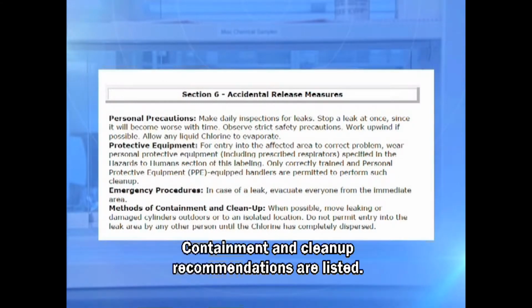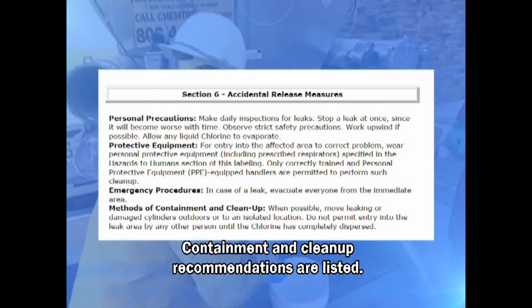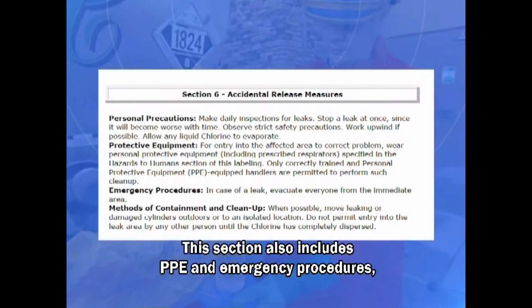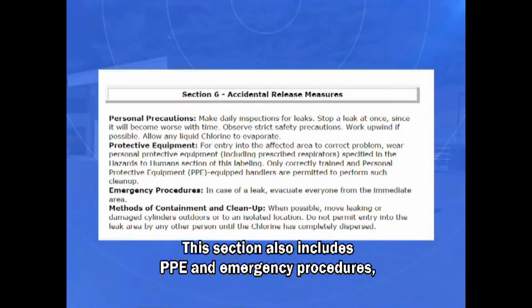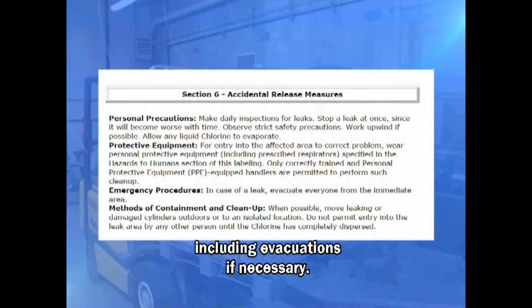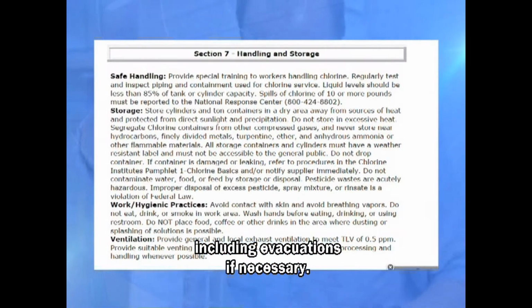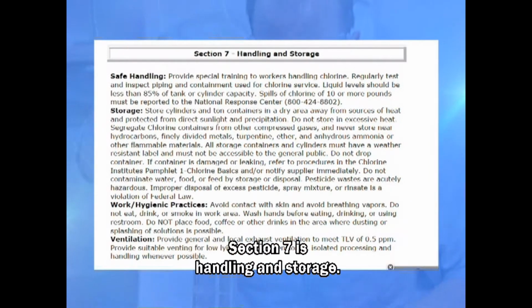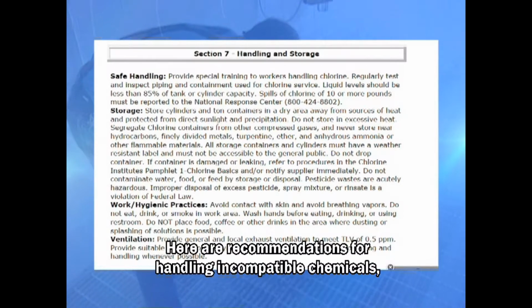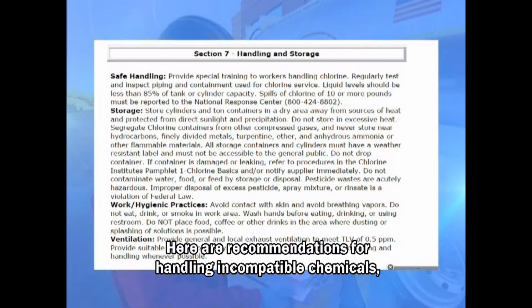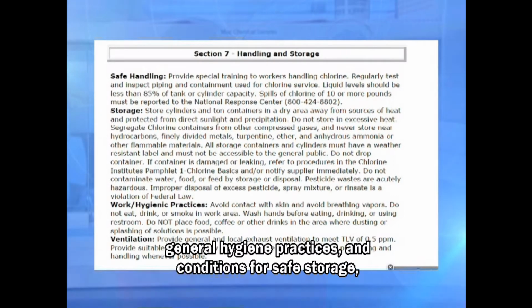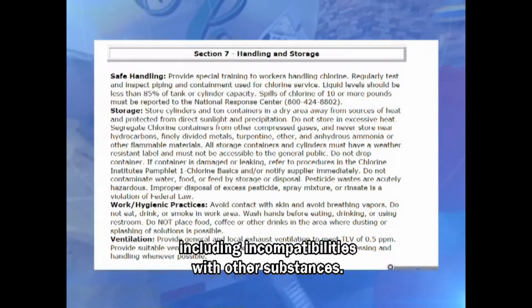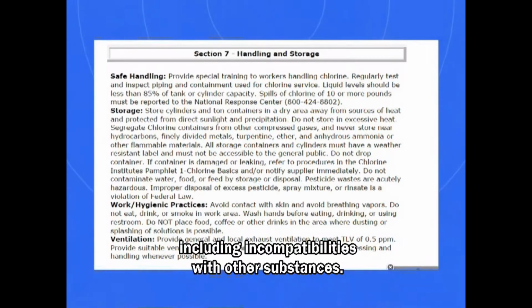Containment and cleanup recommendations are listed. This section also includes PPE and emergency procedures including evacuations if necessary. Section 7 is handling and storage. Here are recommendations for handling incompatible chemicals, general hygiene practices, and conditions for safe storage, including incompatibilities with other substances.